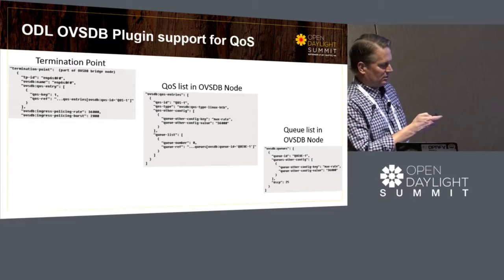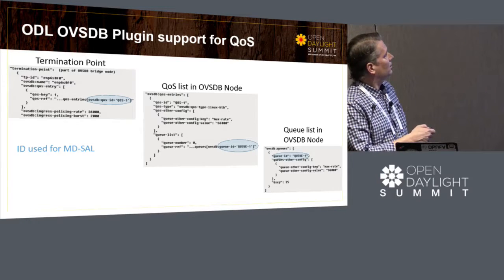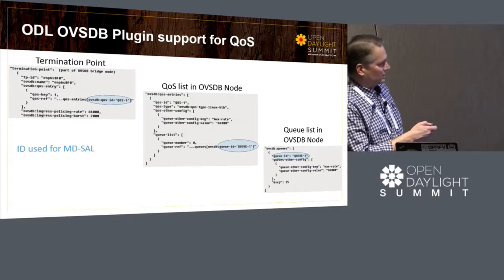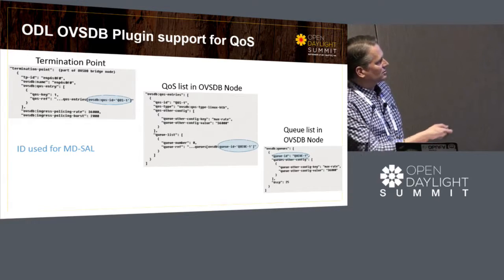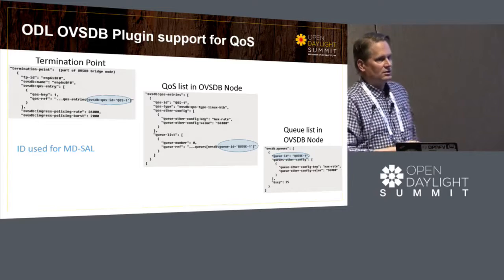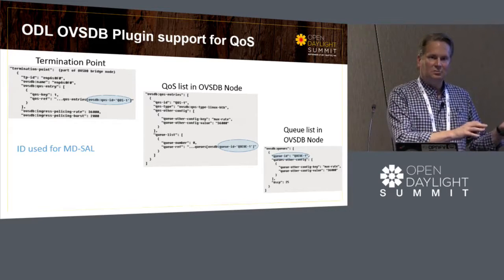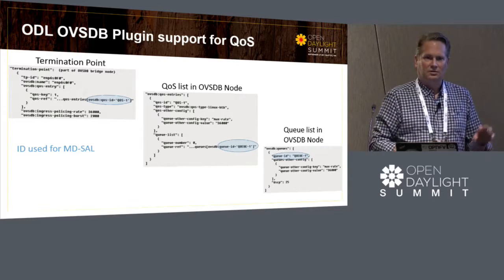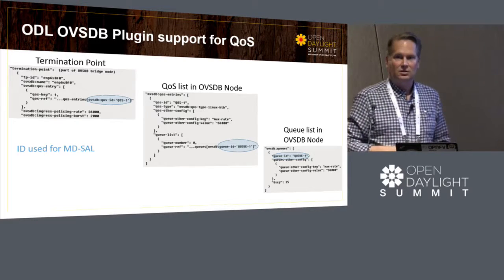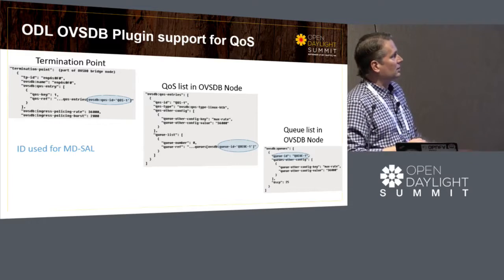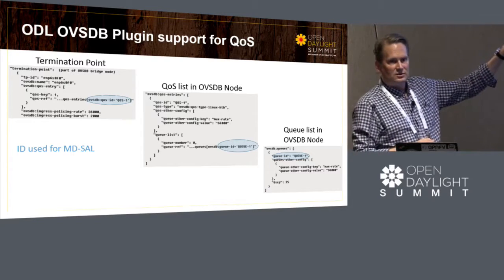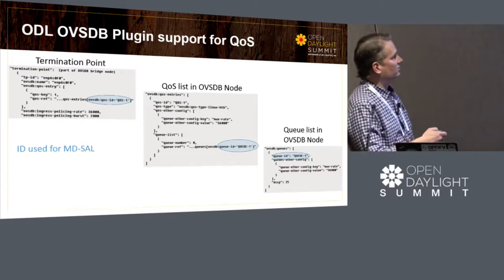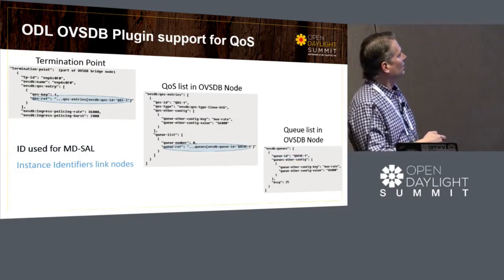A couple other things I just wanted to point out. In the MDSAL, the key for the QoS and Q entries is an ID field. It's not in the OVSDB schema on the OVSDB host; there it's the UUID value, which is how these things are identified on the host. And again, I don't show the UUID here because this is the config side, but you will see it if you look at the operational side of the data.